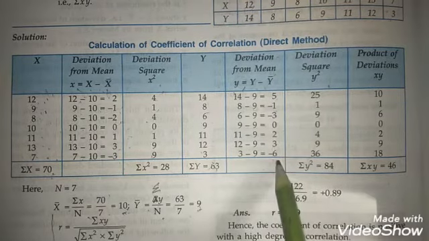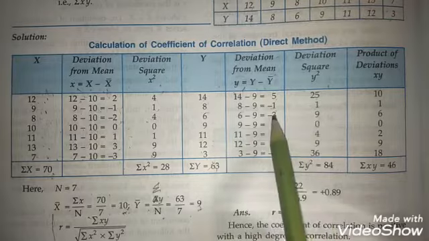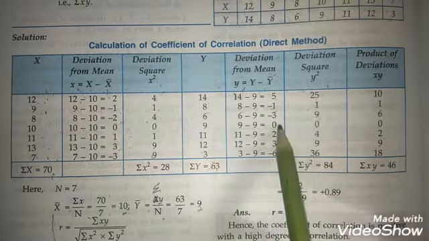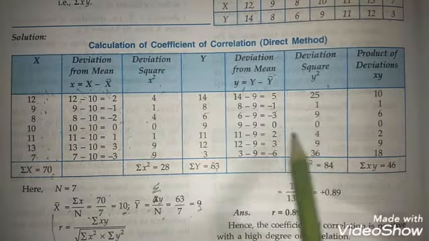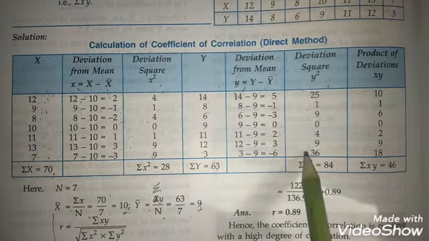Again, we are going to square these deviations. 5 square is 25, minus 1 square is 1, minus 3 square is 9, 0 square is 0, 2 square is positive 4, 3 square is 9, and minus 6 square is 36.